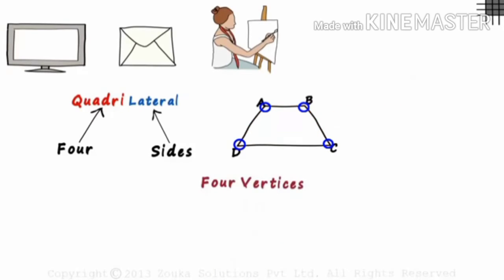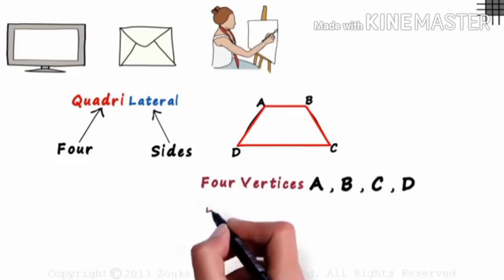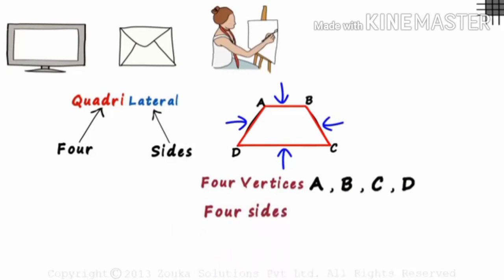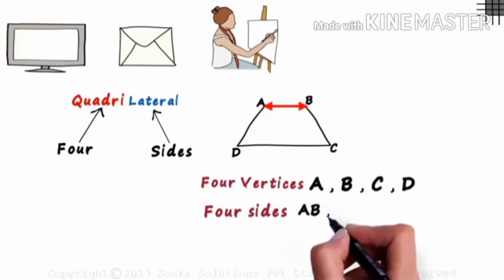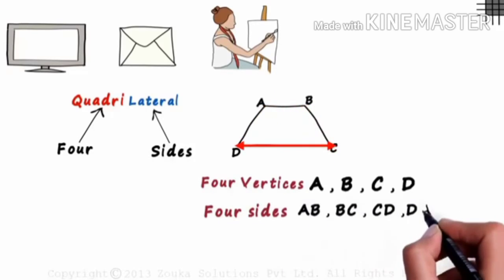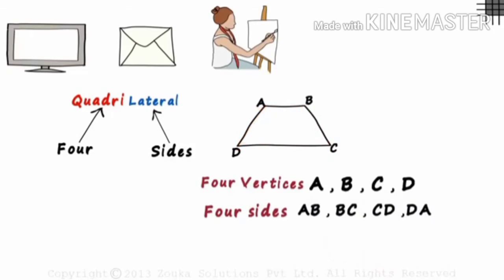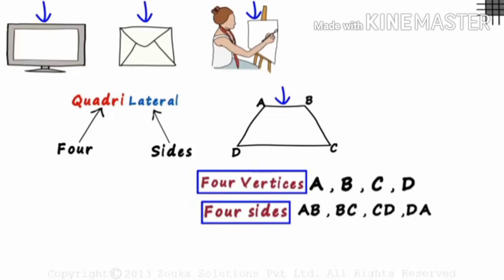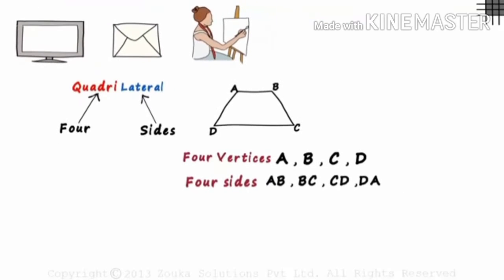Each point is called a vertex, and as we've already seen, a quadrilateral has 4 sides, and the sides are called AB, BC, CD and DA. So remember, every quadrilateral has 4 sides and 4 vertices. There's another important property of quadrilaterals.